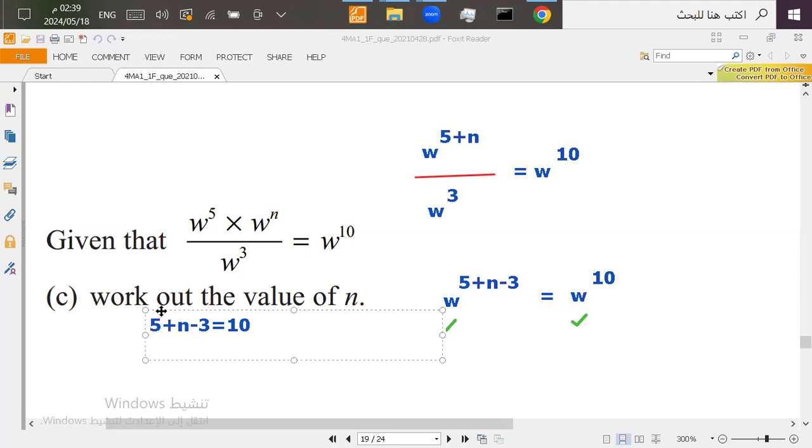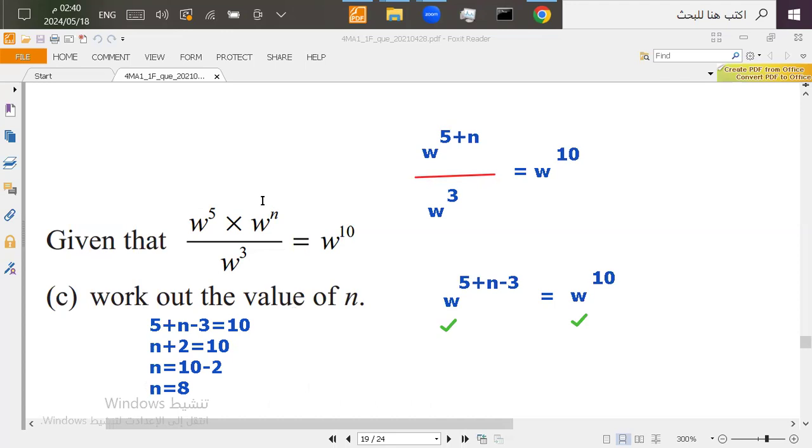First, I'm going to take the 5. Before taking the 5, let me write n. 5 minus 3 equals 2. And then equals 10 like this. So 5 minus 3 is 2. Now I'm going to take the 2 to the other side, and it's going to be minus 2. Very good. So n equals 10 minus 2, and then n equals 8. And this is the value of n.